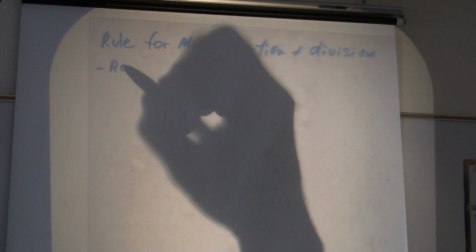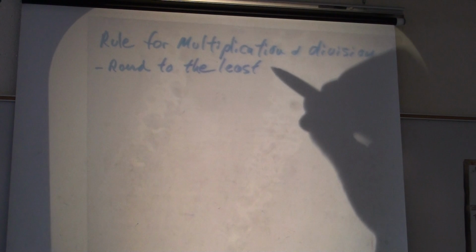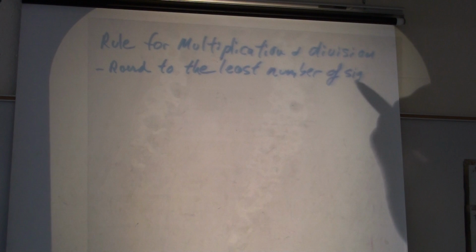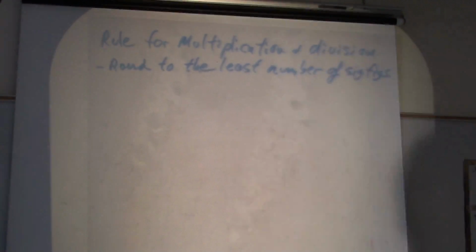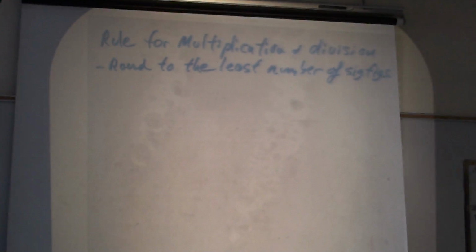The rule for multiplication and division is you round to the least number of sig figs. You round to the least number of sig figs. So for addition and subtraction, you care where the guesses are. But for multiplication and division, you just care about how many sig figs there are.